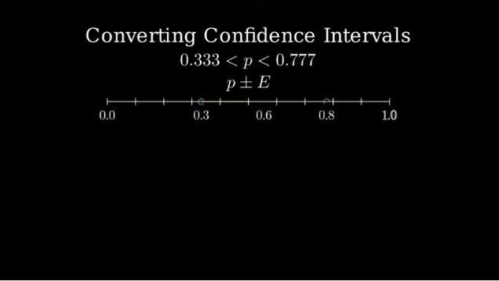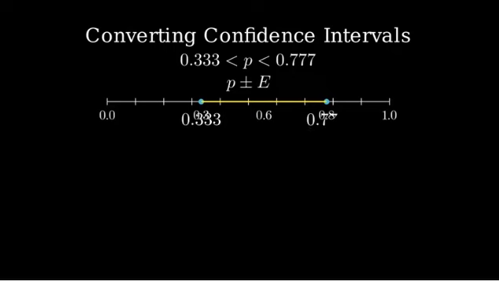Confidence interval in the form P plus or minus E, starting with the interval 0.333 to 0.777. Here's our original confidence interval. We need to convert this into the form P plus or minus E, where P is our point estimate and E is our margin of error. Let's visualize this on a number line.